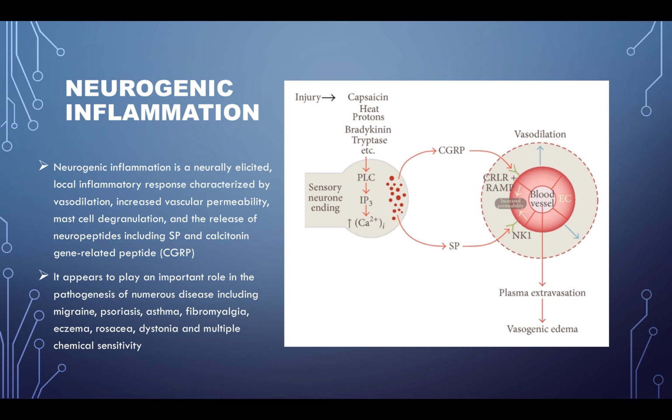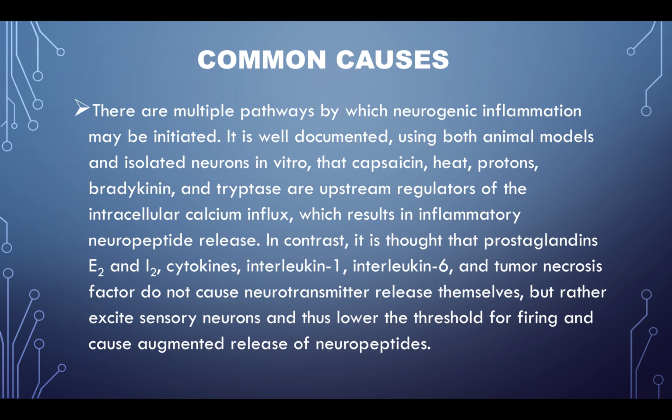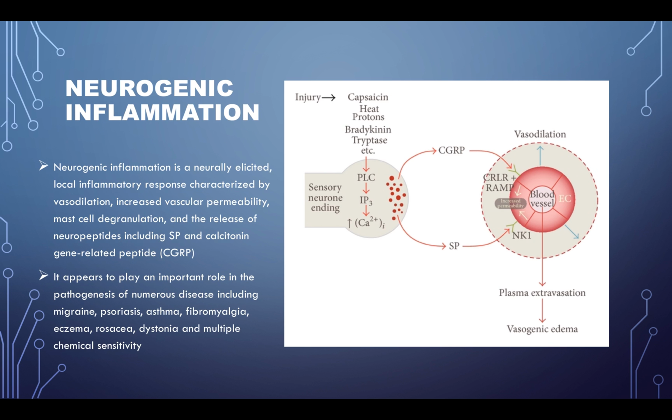So it's an inflammatory response at the peripheral areas. It appears to play an important role in the pathogenesis of numerous diseases, including migraine, psoriasis, asthma, fibromyalgia, eczema, rosacea, dystonia, and multiple chemical sensitivity. And that image there is just showing that there's injury, there's inflammatory changes, and then you get vasodilation.